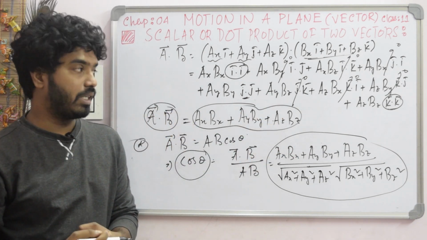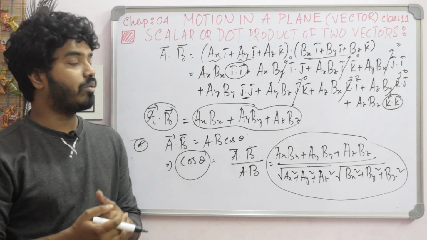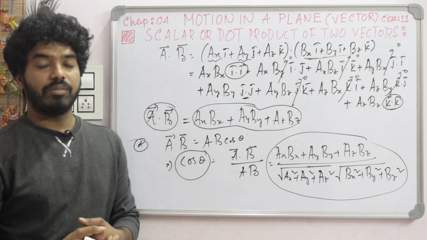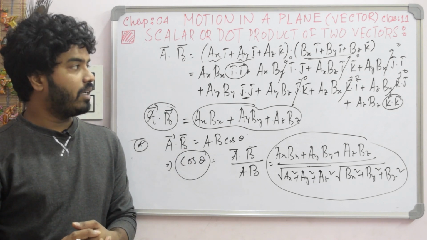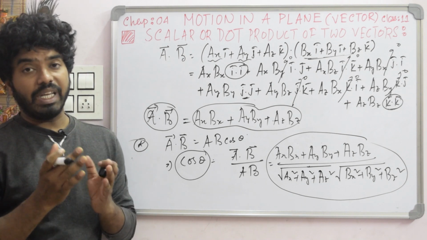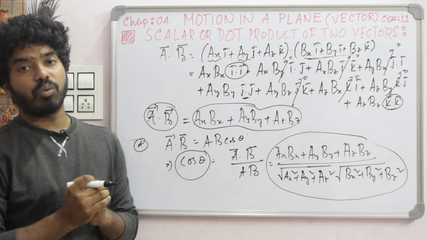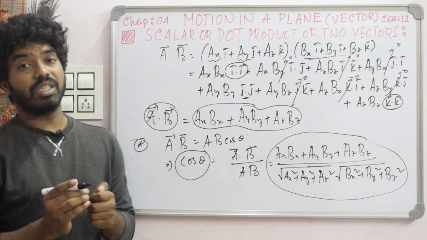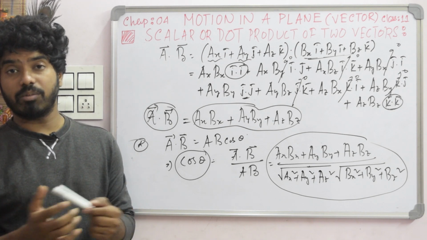Very important, students. Now with the help of this equation we will solve some important numericals. Okay, there is another part. Now you will feel the actual meaning of the dot product. What is the geometrical interpretation of the dot product of two vectors?